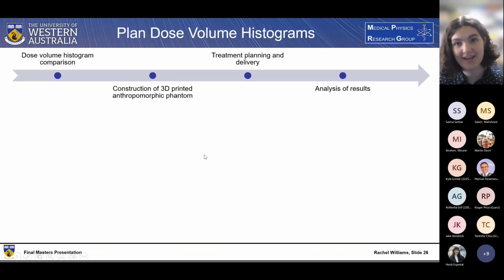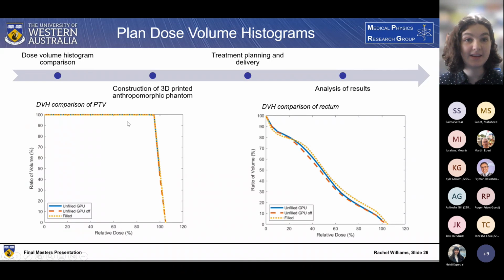Which brings us to the last stage of the research map, the analysis of results. You can see the dose volume histogram analysis for all 3 treatment plans delivered to the phantom. Again, there appears to be high agreement between all 3 plans for dose to the PTV, and only a slight disagreement between plans for dose to the rectum.